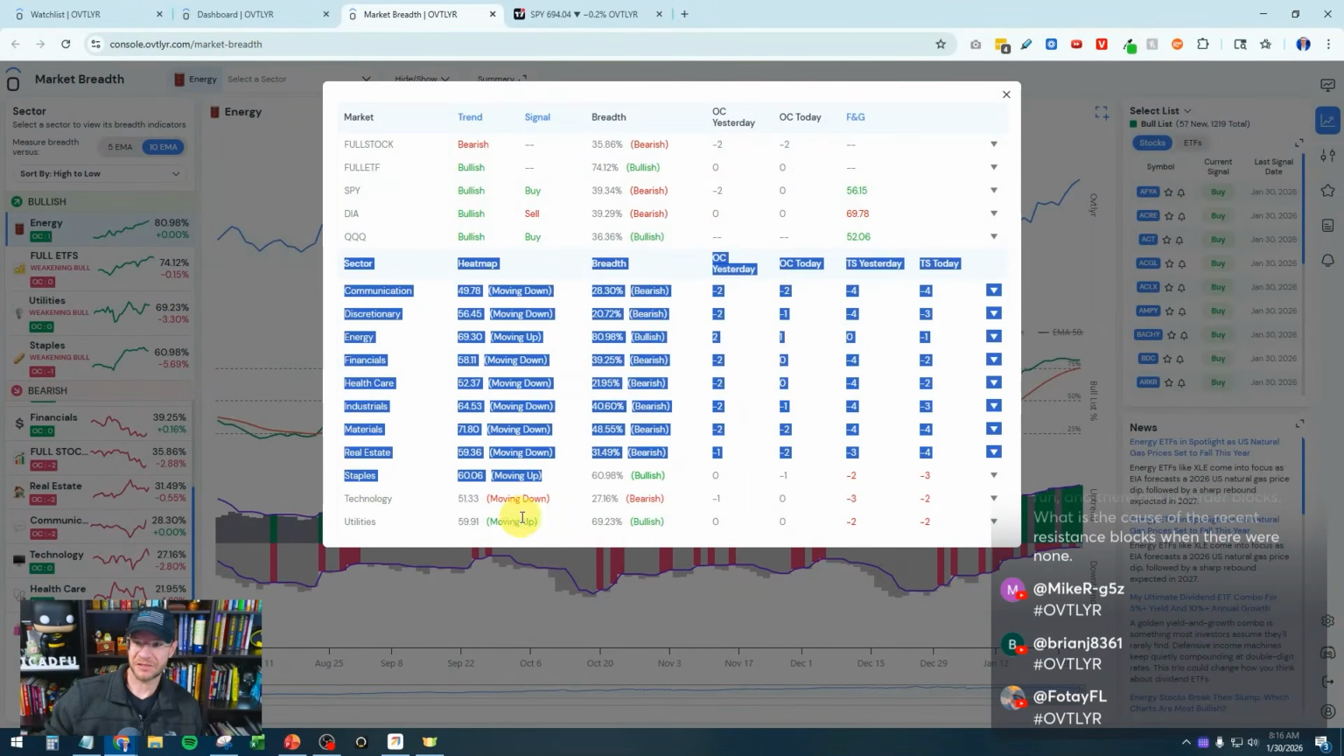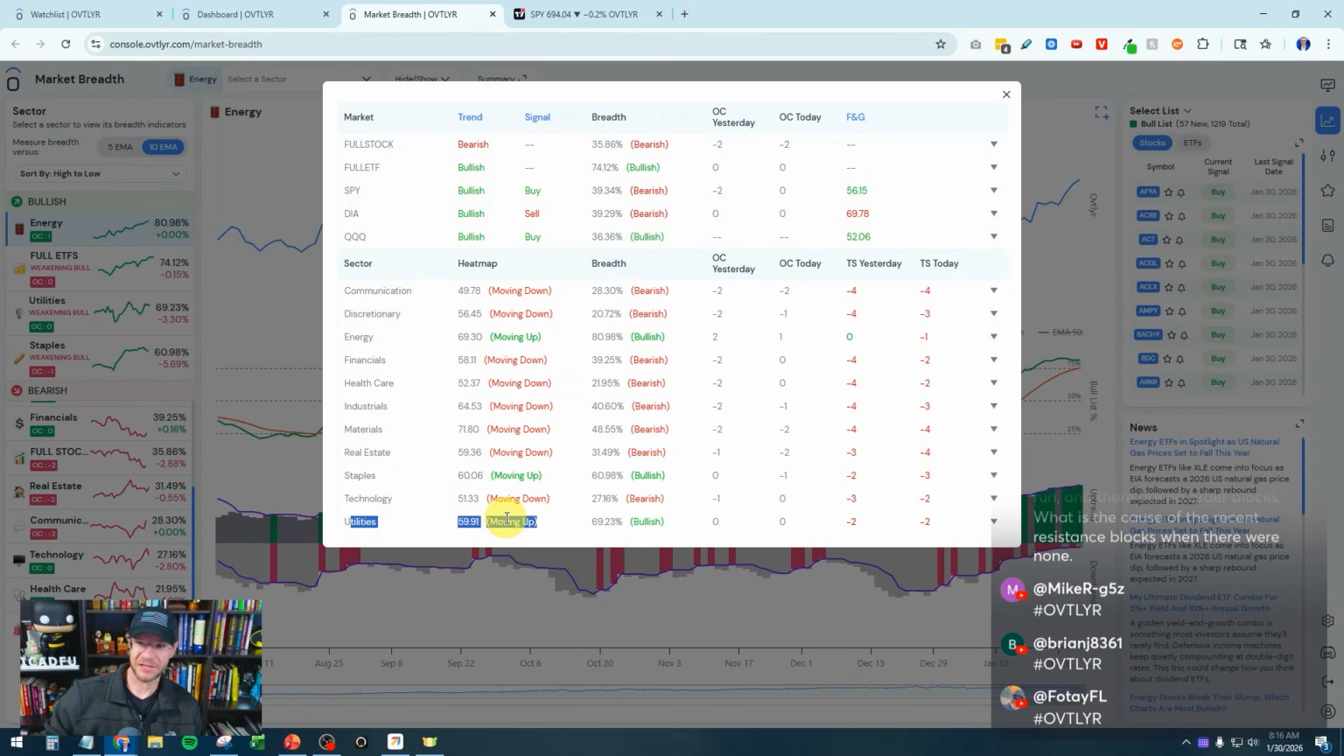Utilities and staples. Utilities and staples are the defensive plays. When you see utilities and staples starting to take off, that is a bearish sign in the market. Interesting how that works, right?